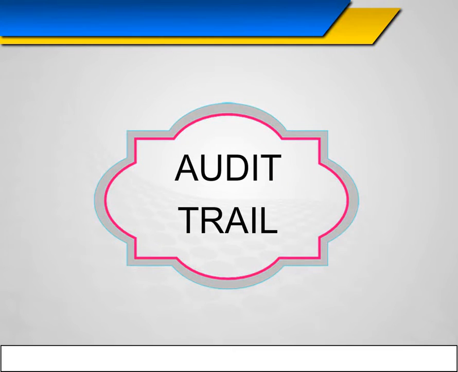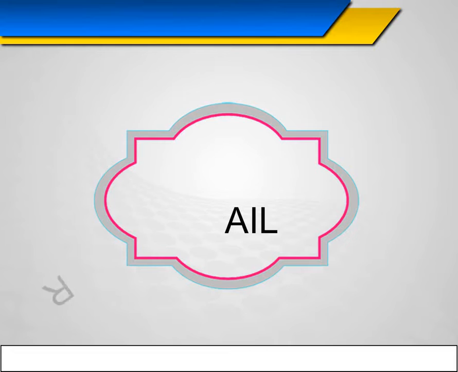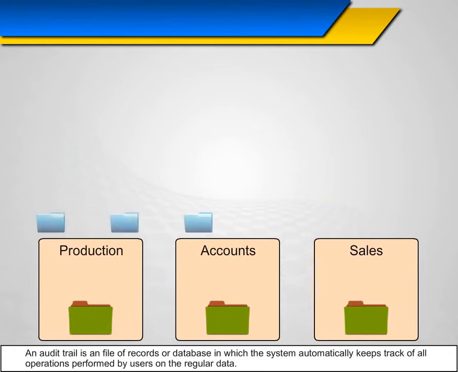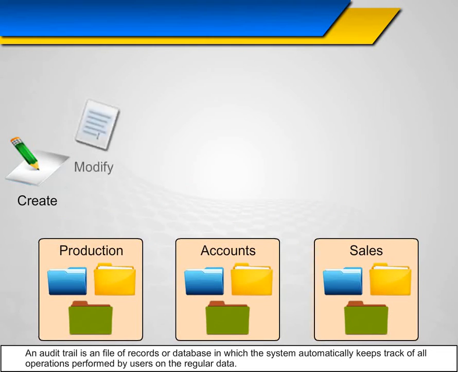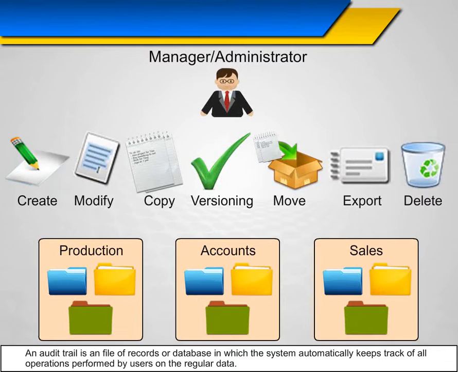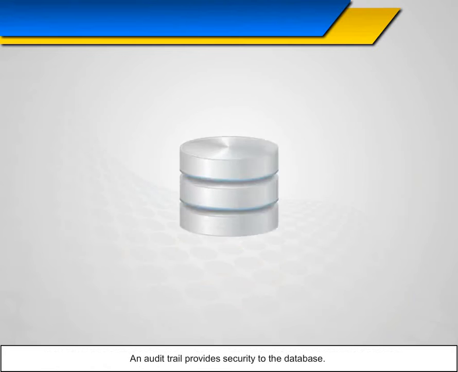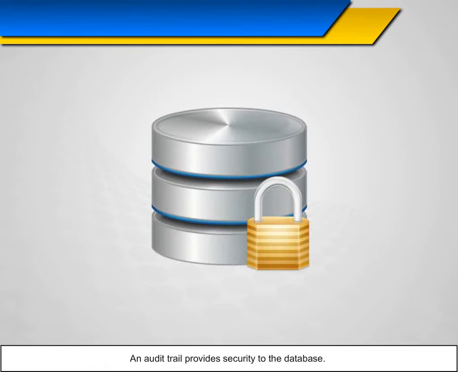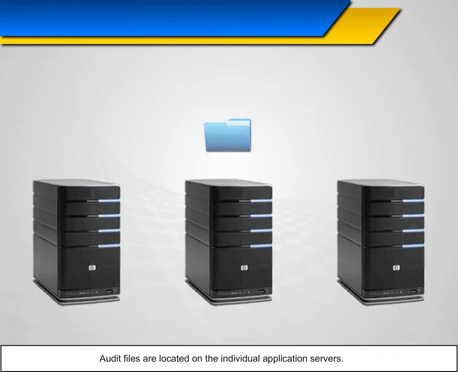Audit trail. An audit trail is a file of records or database in which the system automatically keeps track of all operations performed by users on the regular data. An audit trail provides security to the database. Audit files are located on the individual application servers.